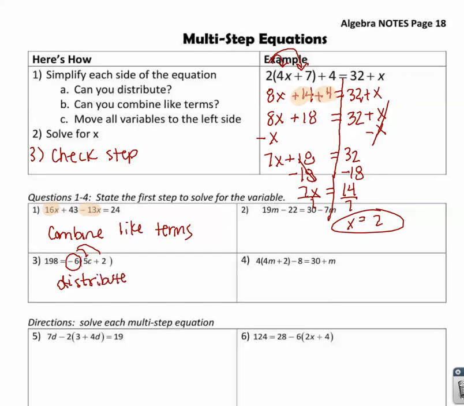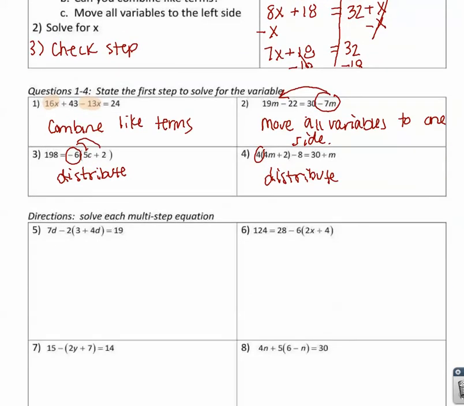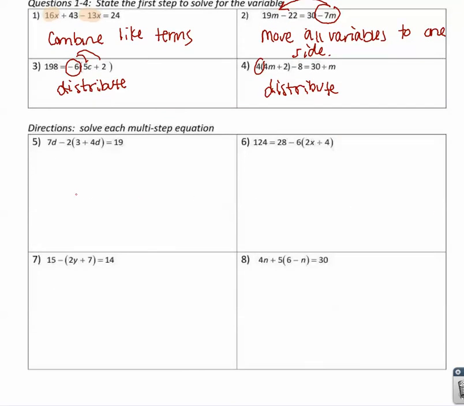Pause the video, try 2 and 4. On problem 2, there's no parentheses, there's no combining like terms, so now you're at the step where you're moving your variables from all to one side. And in problem 4, you have parentheses, so you need to distribute first. Let's do a few more examples. So we'll look at 5 and 7 together.